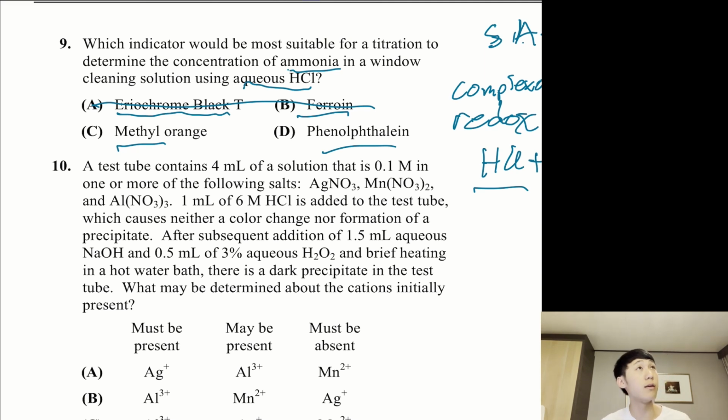I believe the pKa of methyl orange is around 3.5 and phenolphthalein is around 9. So clearly methyl orange, which changes at a pH around 3 to 4, is going to be more helpful for us because the equivalence point is in the acidic range. If we use phenolphthalein, we're going to see a color change long before we actually reach the equivalence point. So C is correct.